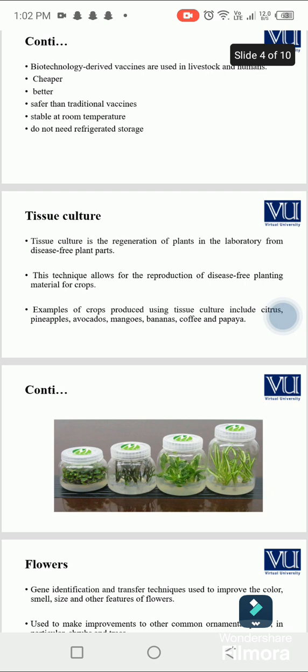Tissue culture. Tissue culture is the regeneration of plants in the laboratory from disease-free plant parts. This technique allows for the reproduction of disease-free planting material for crops. Examples of crops produced using tissue culture include citrus, pineapples, avocados, mangoes, bananas, coffee, and papaya.